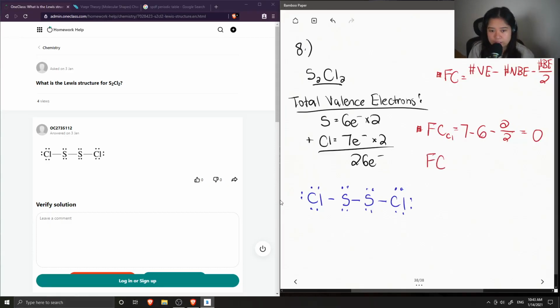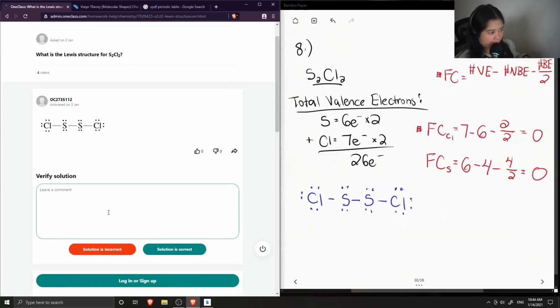And then let's double check and do the same thing for sulfur. Sulfur has 6 valence electrons. The number of non-bonding electrons for both of them is only 4. And each of them has 2 bonds attached to it, so this is a total of 4 bonding electrons divided by 2. So 6 minus 4 minus 2 is also 0. So this gives us a neutral compound, which is expected. And the junior tutor said the same thing. So this solution is correct.